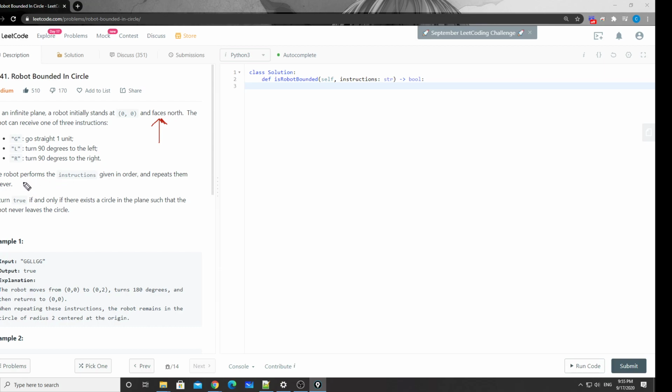It asks you to return true if and only if there exists a circle in the plane such that the robot never leaves the circle. So what does this mean? Given these instructions, it asks you to check whether the trajectory of the robot is within a bounded circle, or a bounded range.